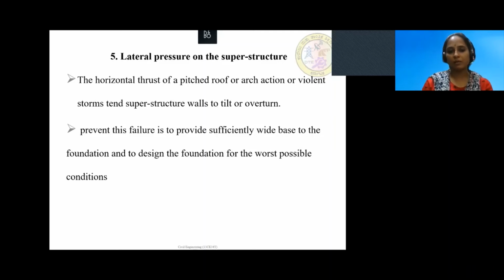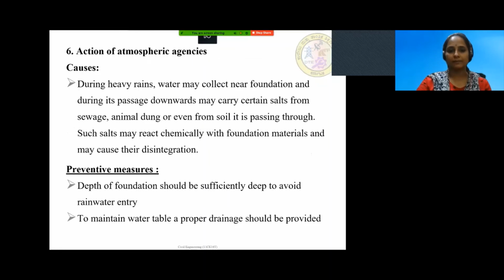What kind of precautionary measures can be taken for this? For this, a wide base, which means the width of the foundation should be increased. By this, the overturning will be reduced, because if you give more width, the height will be less, so it will withstand, right? So the width of the foundation should be increased to resist lateral pressure on the superstructure. Okay, we'll move on to the next slide.